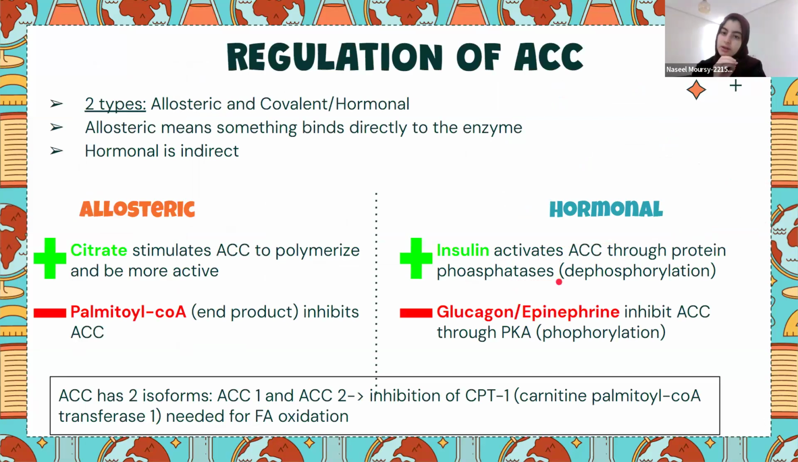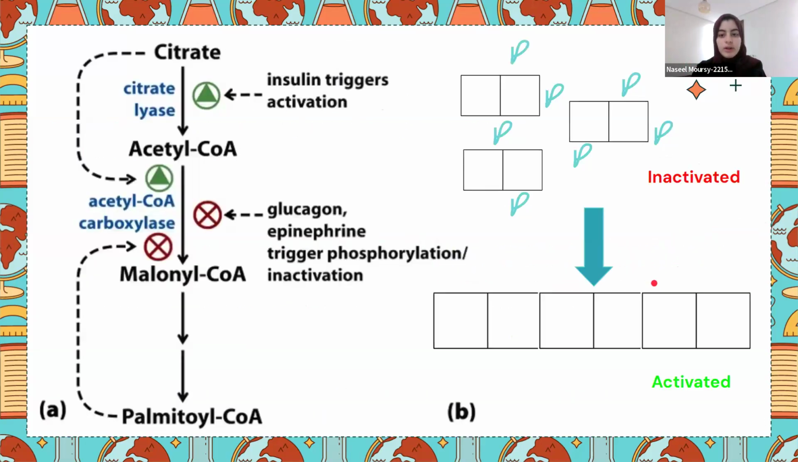A phosphatase is going to do what? It's going to remove the phosphates. So it's going to dephosphorylate ACC. So this takes it to the active state where there are no phosphate molecules on the ACC, and it is now in a polymer form, not a dimer form.